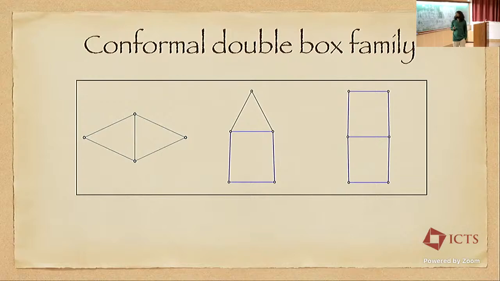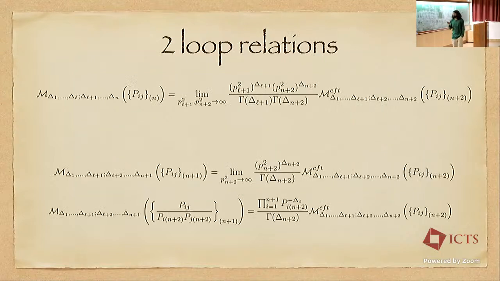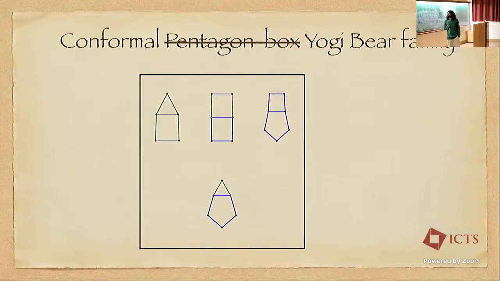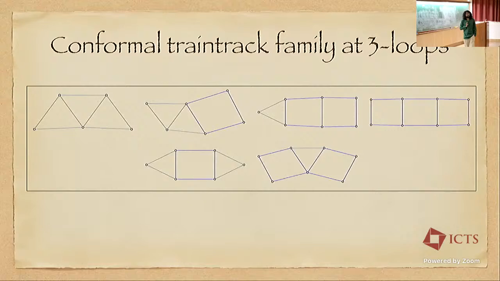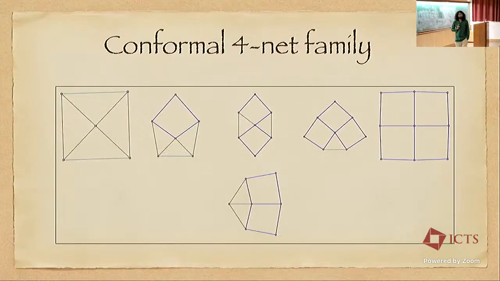You can go on and do this at 2 loops. This is a conformal double box from which you can get these 2 kinds of integrals. All the ones in blue are the ones where the sum of scaling dimensions of the internal lines adds up to the space-time dimension. And you get relations at 2 loops which look like this. You get something called the pentagon box family, which I like to call the Yogi Bear family, and so on. At 3 loops, you'll get a family like this. At 4 loops, you'll get something like that.